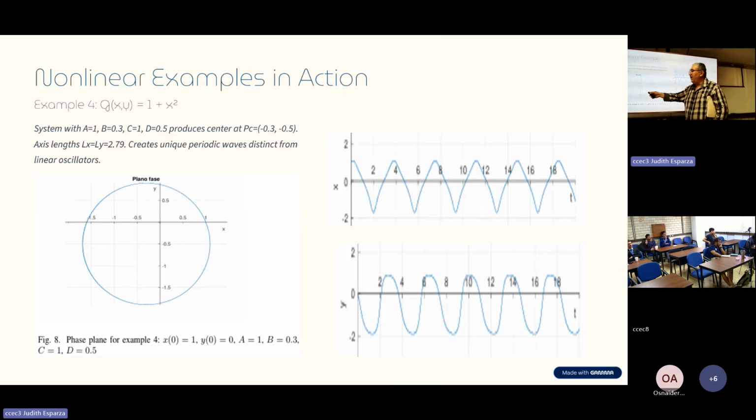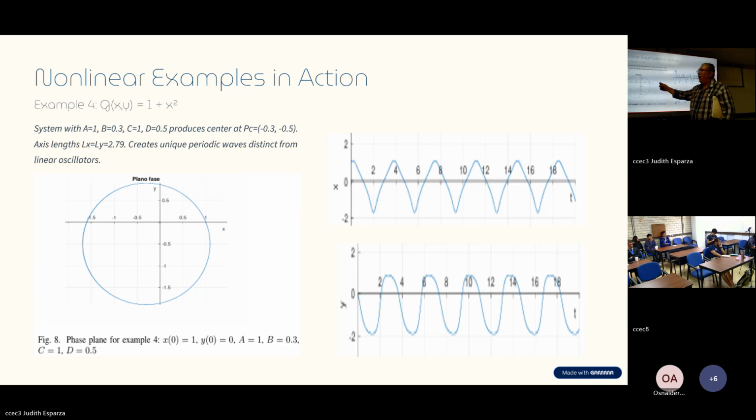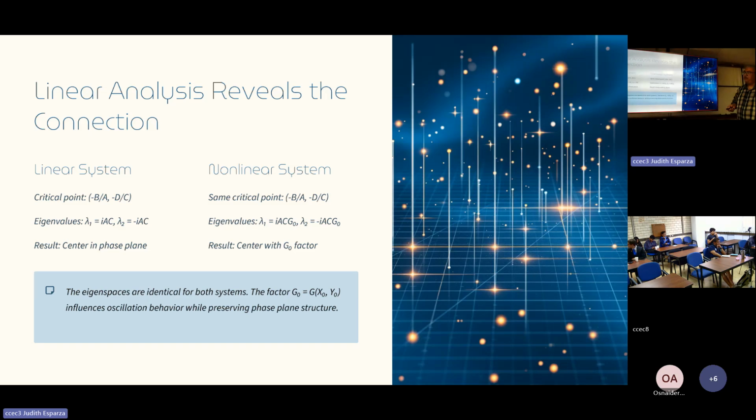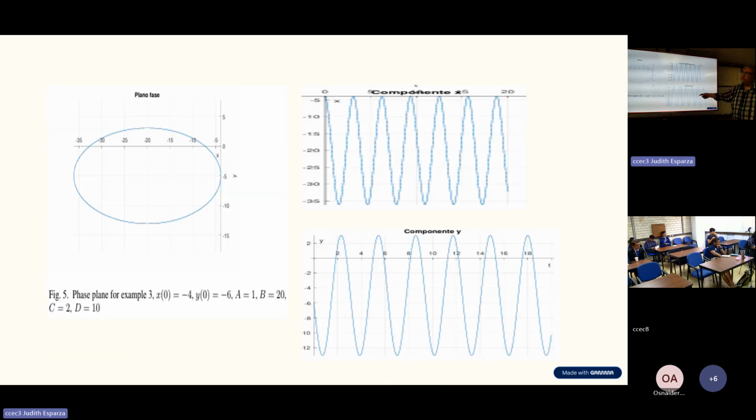Here we have the case when G is equal to 1 minus x squared. See, here we have the solution in the phase plane. And here we have the components. Here we can see the effect of the nonlinear factor. Here they are different from this.